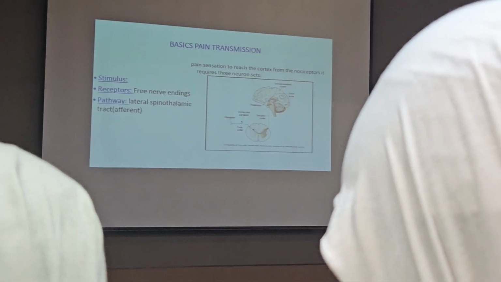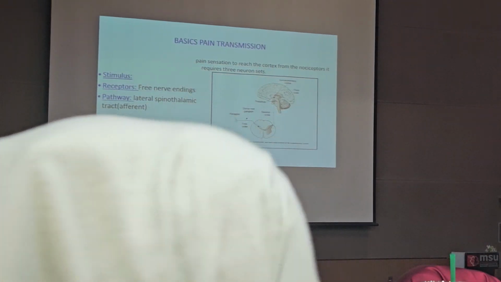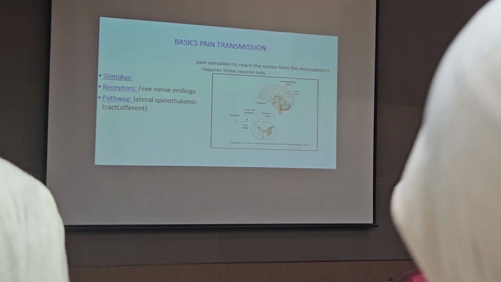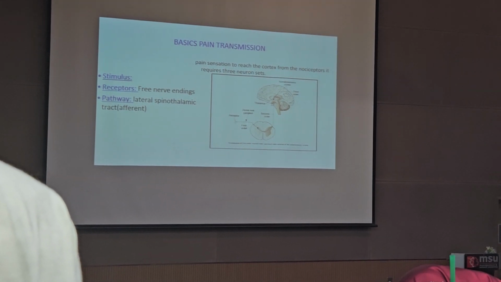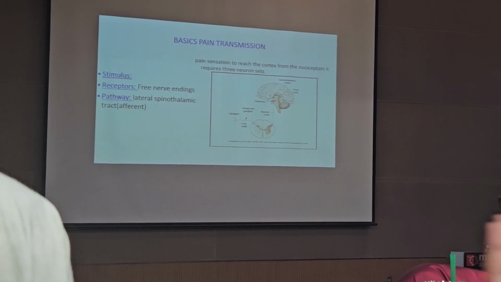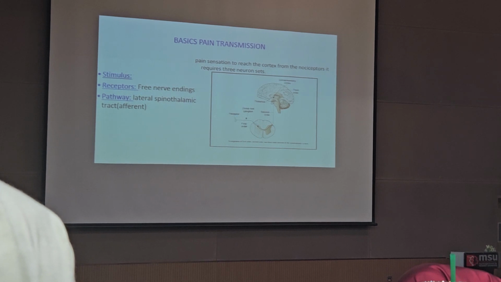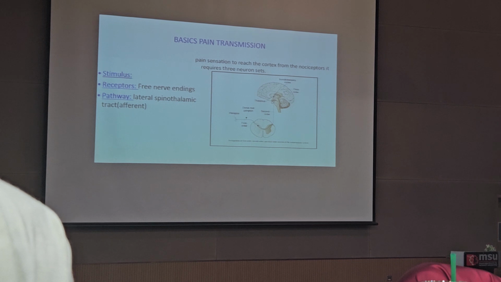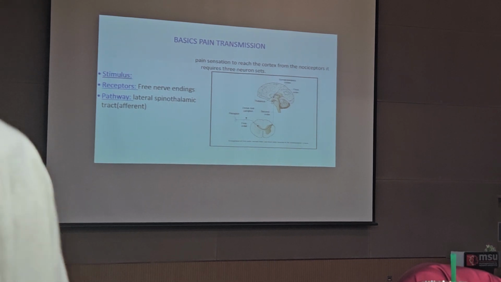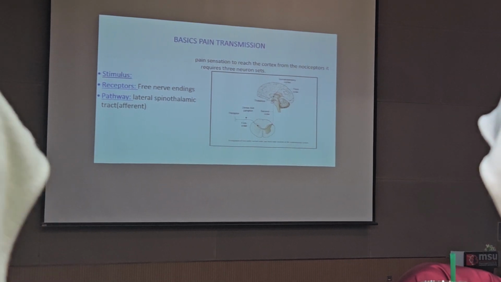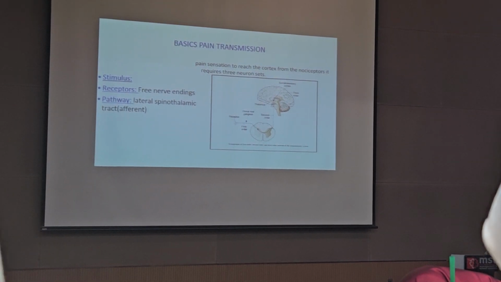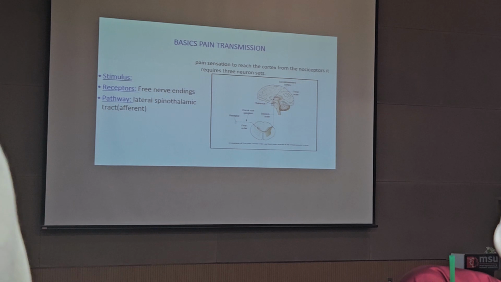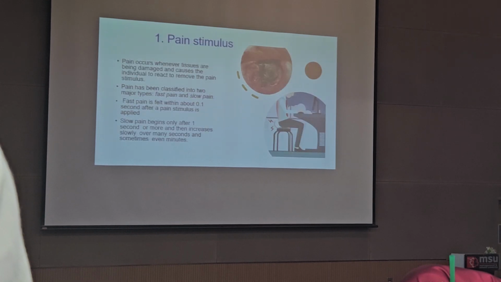For pain sensation to reach the cortex from the nociceptor, it requires three neurons: primary, secondary, and tertiary. Primary is the sensory receptor. The secondary neuron synapses at the level of the spinal ganglion, then decussates and ascends contralaterally to the thalamus. From the thalamus, it synapses with the third order neuron. Okay? You still remember?